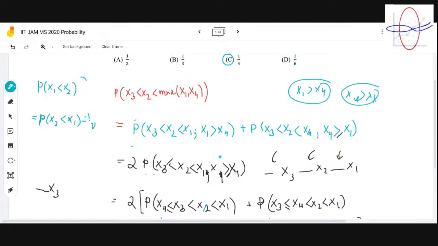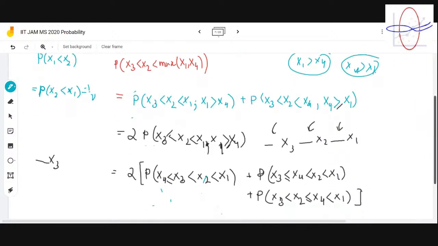Now observe this very carefully. This is all about the exchangeability of random variables, all about the symmetry principle. It's called the symmetry principle and exchangeability of the IID random variables. Now understand this very carefully.